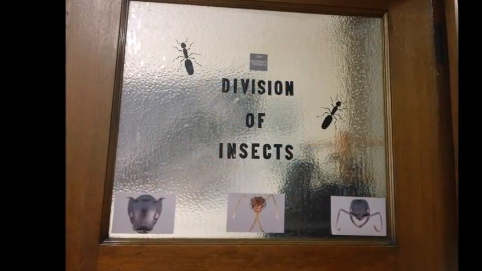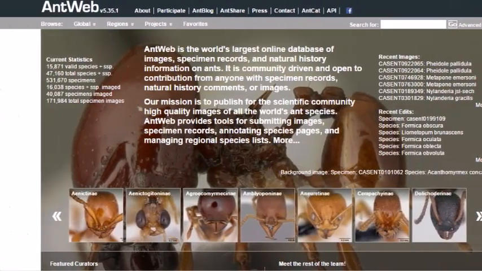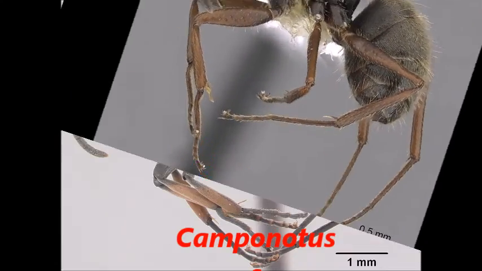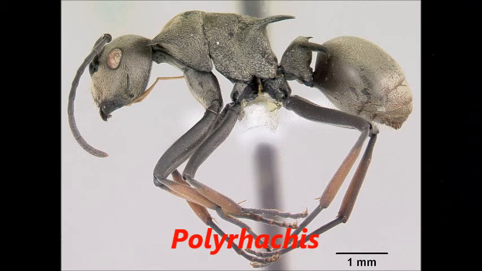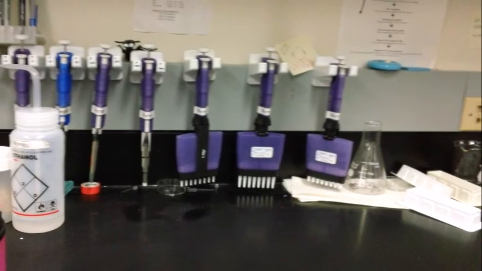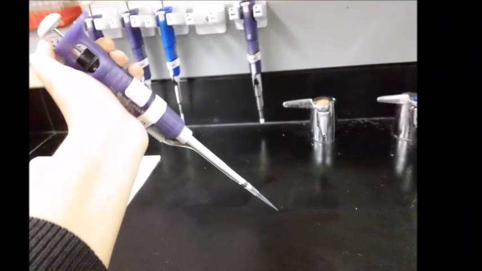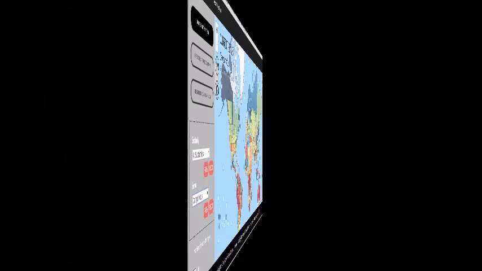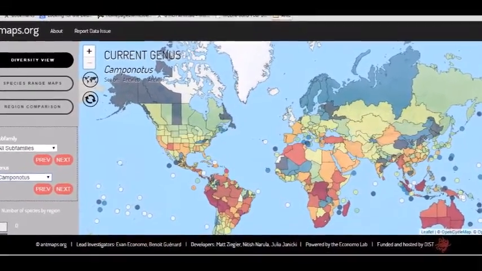For my internship, I worked with the Campanutini tribe, which consisted of the genus Campanotus, also known as the carpenter ants, and the Polaracus, who are also known as the spiny ants. The first step involved obtaining your specimens. In this case, the specimens I worked with were from many parts of the world.